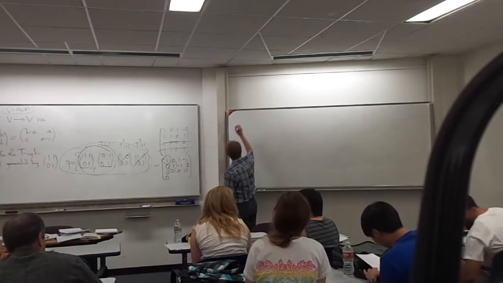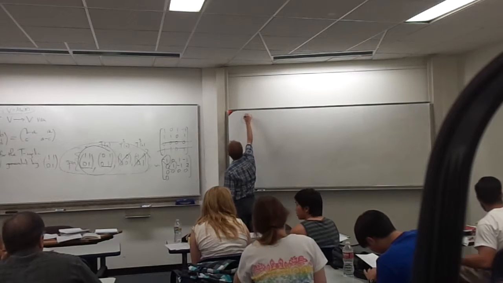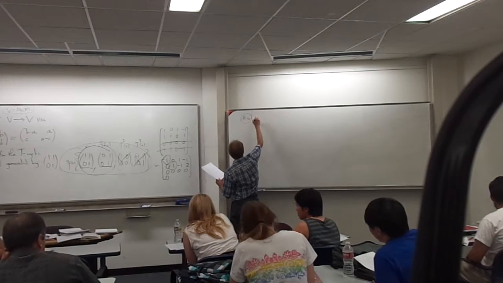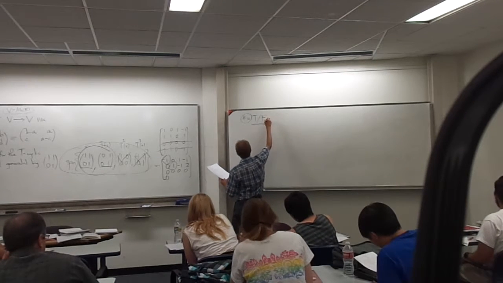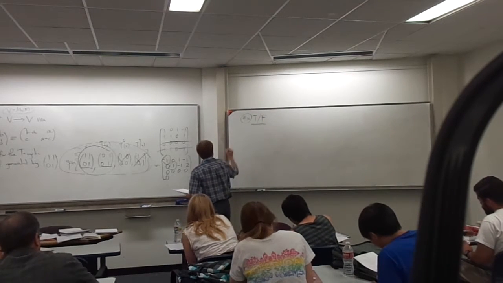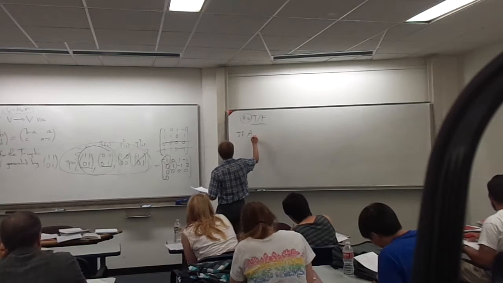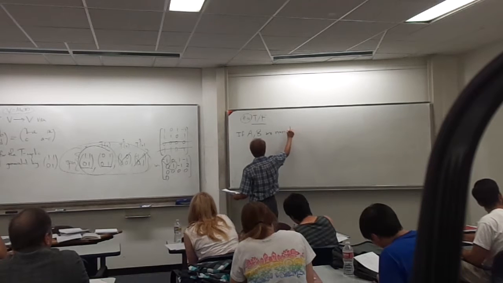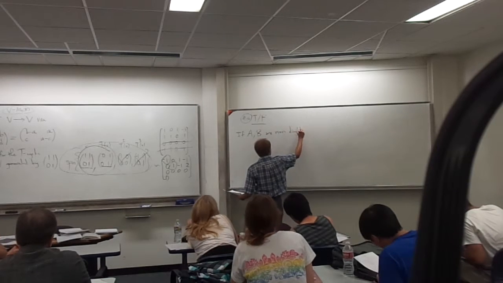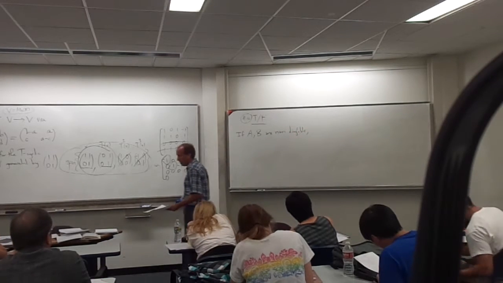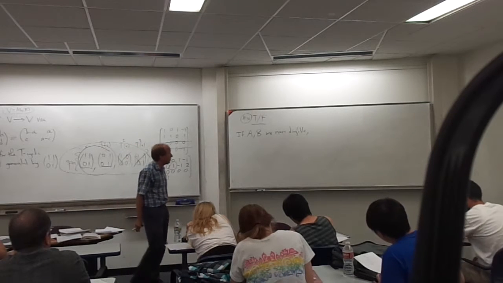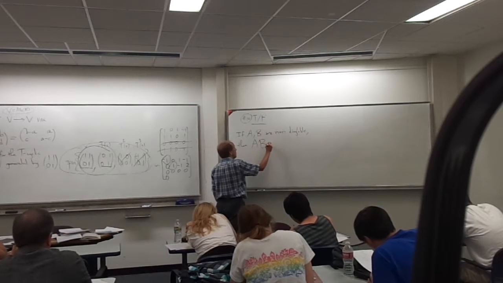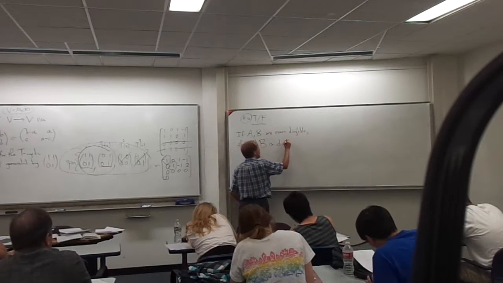This is number 10 on the sheet. This is just to give you a flavor of something I expect you to be able to do. I'm going to state it as a true-false. If A and B are n by n diagonalizable square matrices, then A times B is diagonalizable.